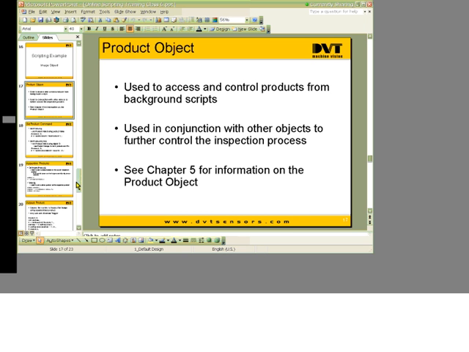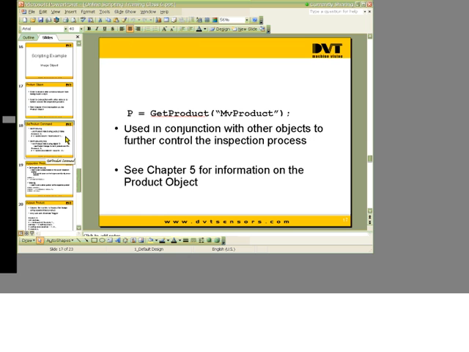we use this to access and control products from background scripts. And these are used in conjunction with other objects to further control the inspection process. You can use these independently, but independently without the image object, its functionality is limited. And you can get lots more detail on this in Chapter 5 of the help files in the script reference guide.